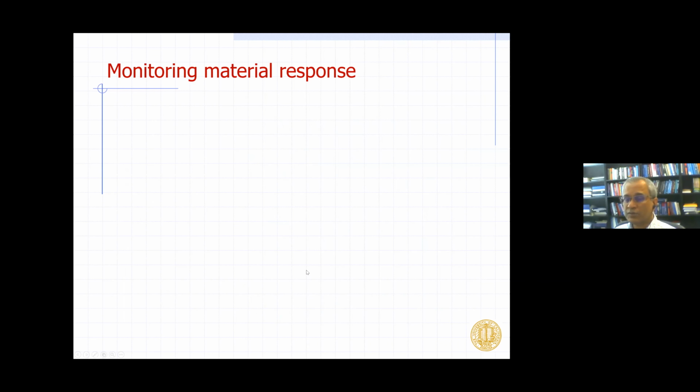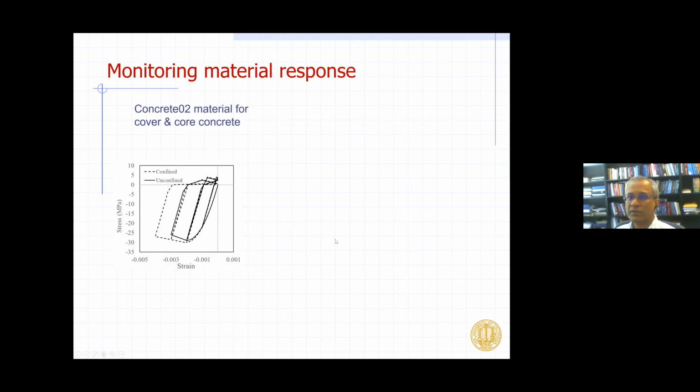So since we're using a fiber section-based model, we were essentially monitoring the material response in concrete and in steel. So for example, in concrete, we would look at things like, when does cracking start?